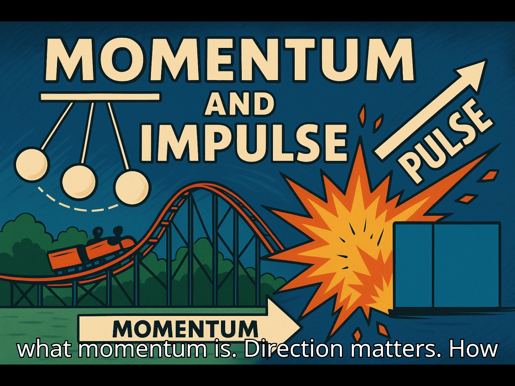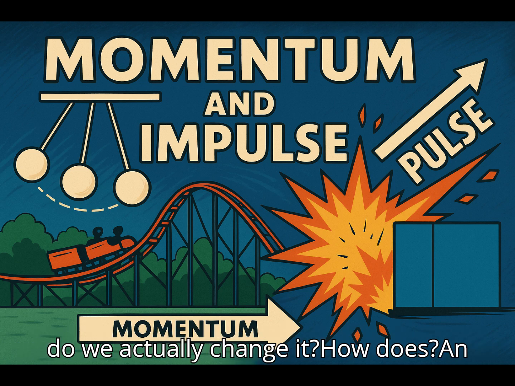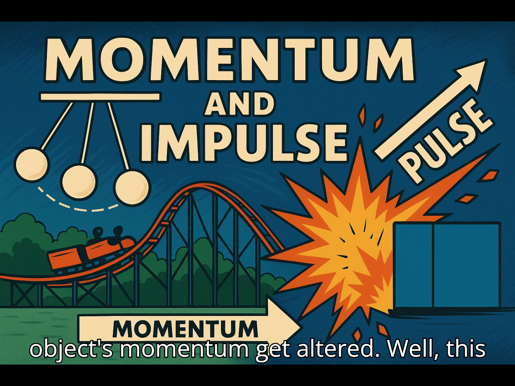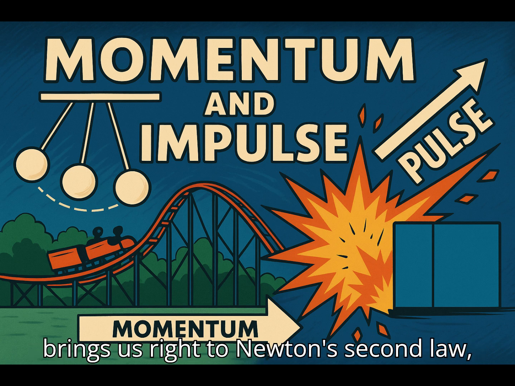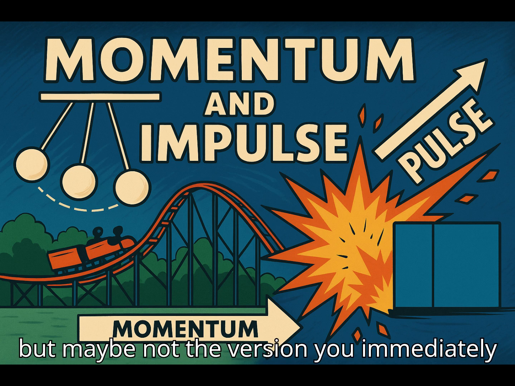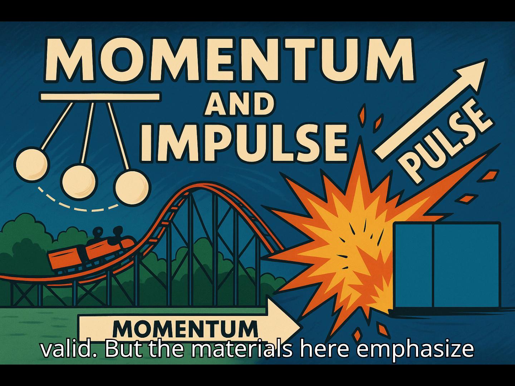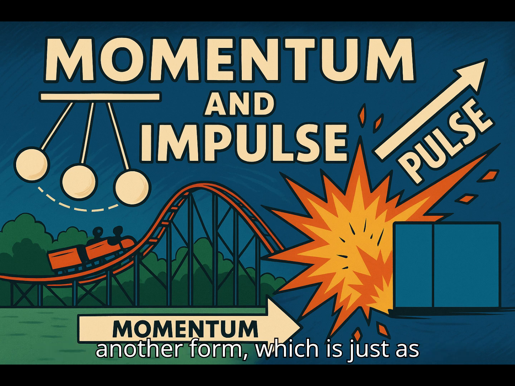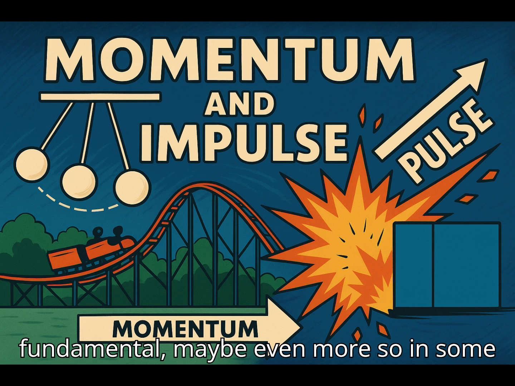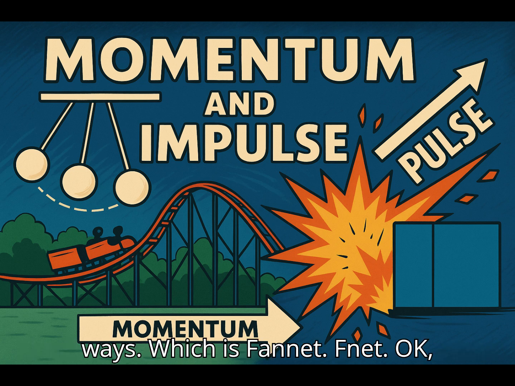Okay, so we know what momentum is. Direction matters. How do we actually change it? How does an object's momentum get altered? Well, this brings us right to Newton's second law. But maybe not the version you immediately think of. Oh, that's F = ma. That's one version, absolutely valid. But the materials here emphasize another form, which is just as fundamental, maybe even more so in some ways. Which is? F_net = Δp/Δt.